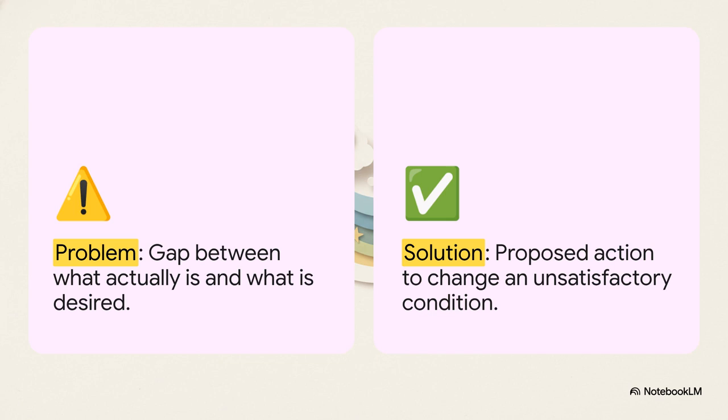First, always keep these 2 definitions tightly paired together in your brain. A problem is simply the gap between what actually is and what is desired. It's the gap of having dry cows when what you really want is milk. A solution, on the other hand, is the proposed action to change that unsatisfactory condition. Actually implementing the artificial insemination training, that's the solution bridging that gap.